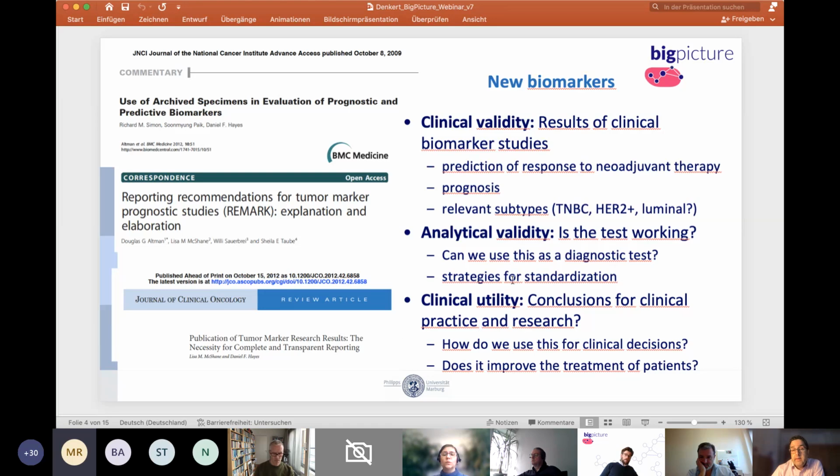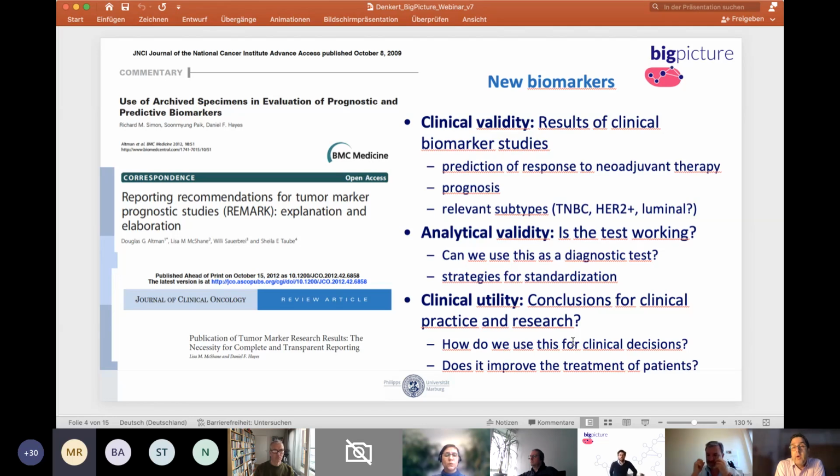And the most difficult thing is the clinical utility, so the conclusions that we have out of this for clinical practice and research. So we want to have something that is really practice changing, where we use a new diagnostic test and it improves the treatment of the patient.